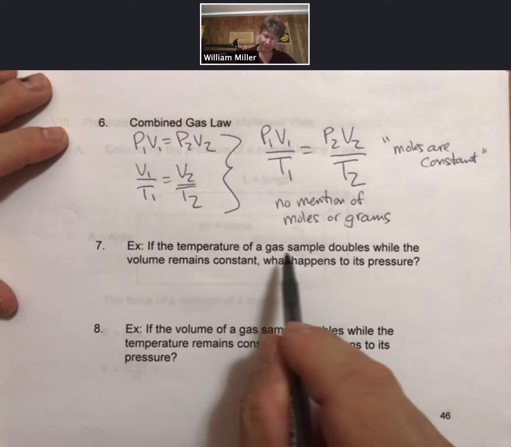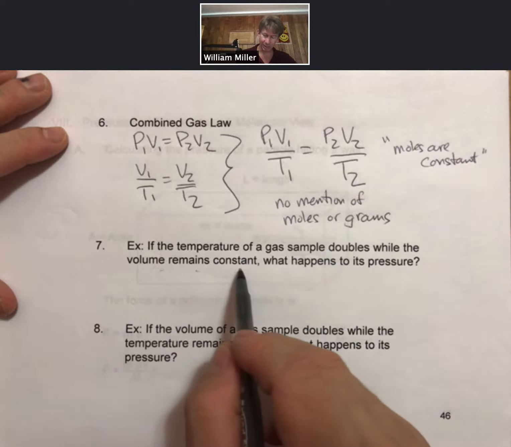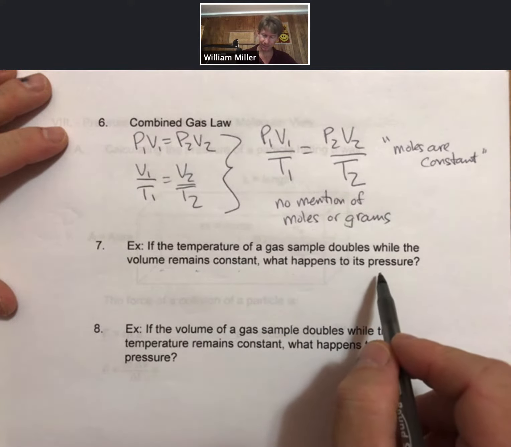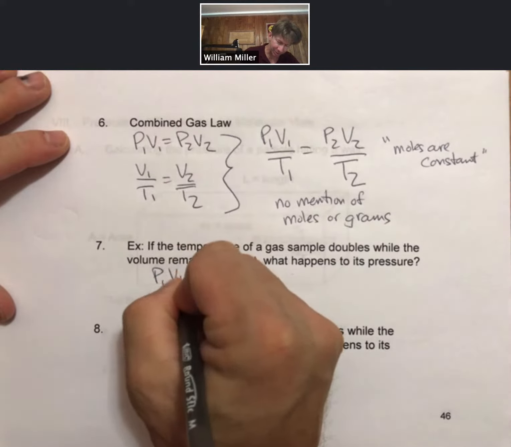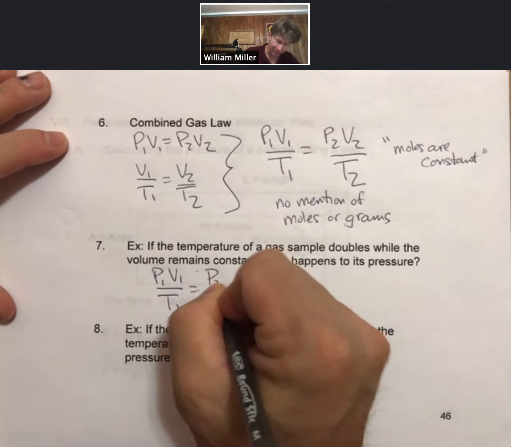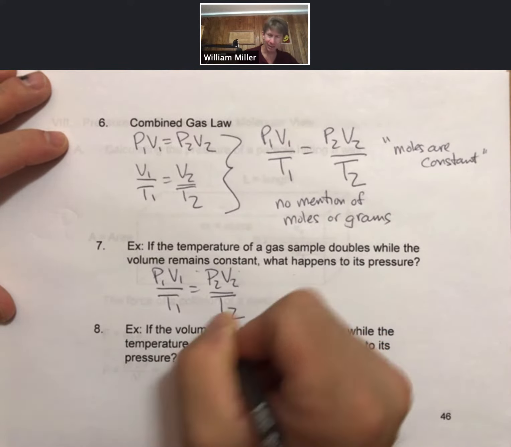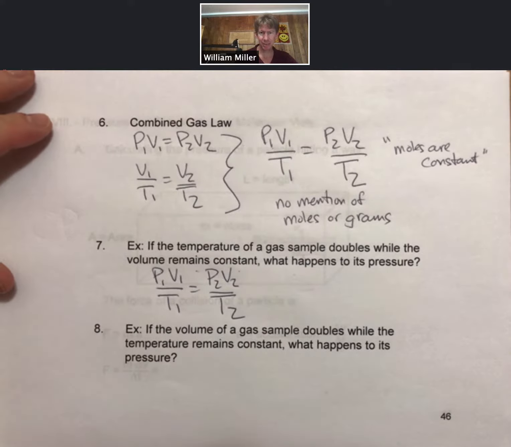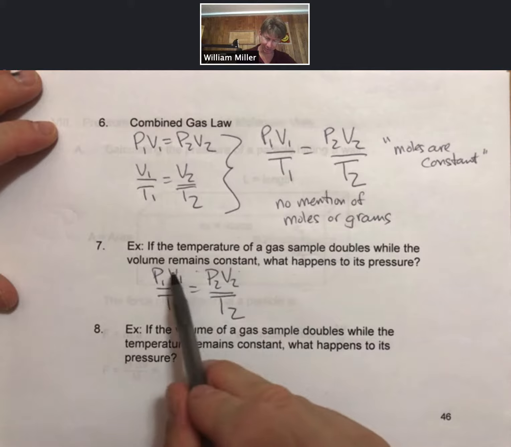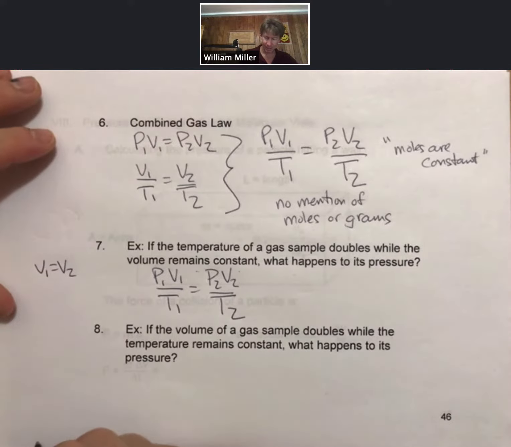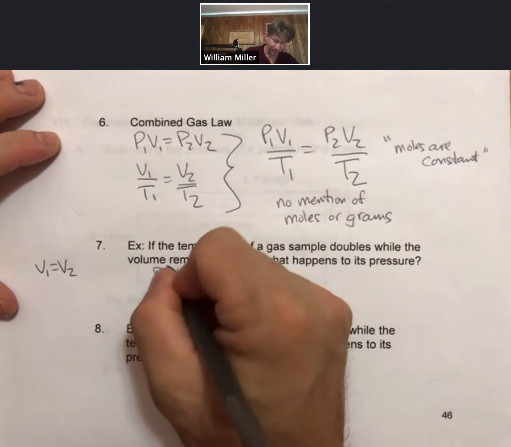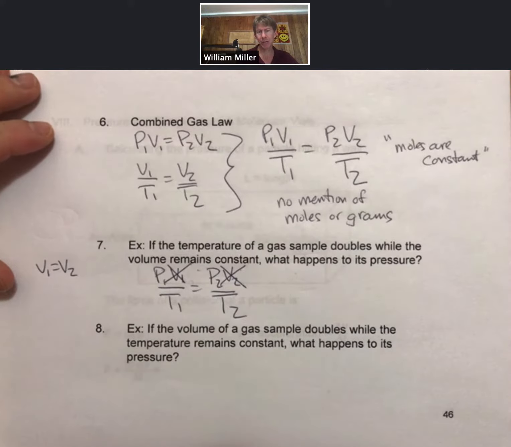If the temperature of a gas sample doubles while the volume remains constant, what happens to its pressure? So this is a thought-provoking question, and it is going to use the combined gas law. Let's talk about the constant. The volume remains constant. So V1 equals V2, and when two things are equal, we can cross them out of our equation. And now we're down to an easier thing to work with that says P1 over T1 equals P2 over T2.